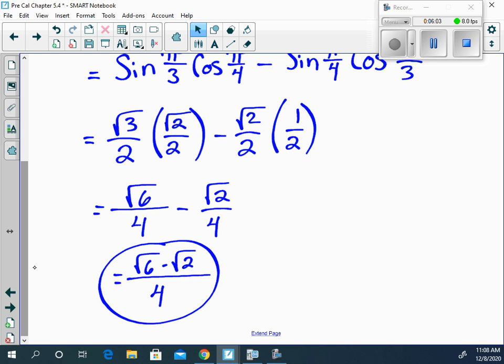Now, if you want to, grab the white calculator, either one really. I'd grab the white one because it does radicals. Take sine of pi over 12 and make sure it's in radians. Yep. It'll give you the exact same thing.